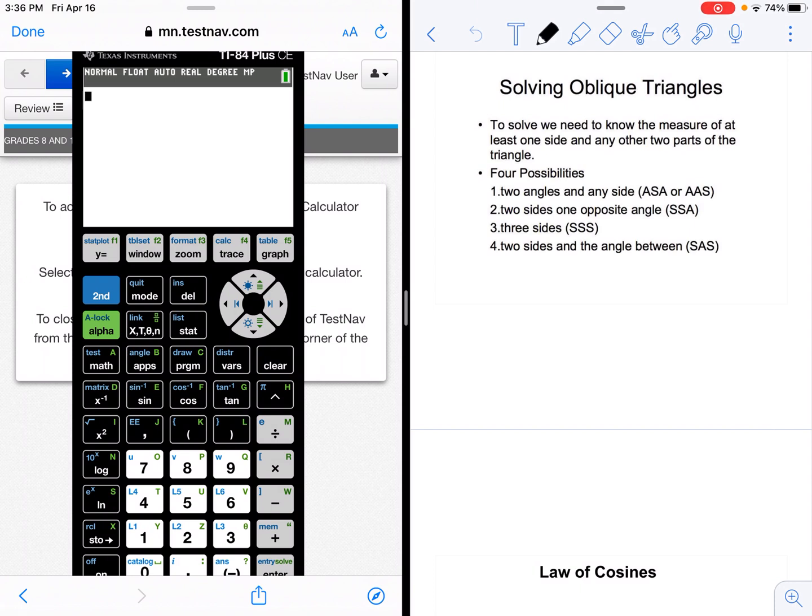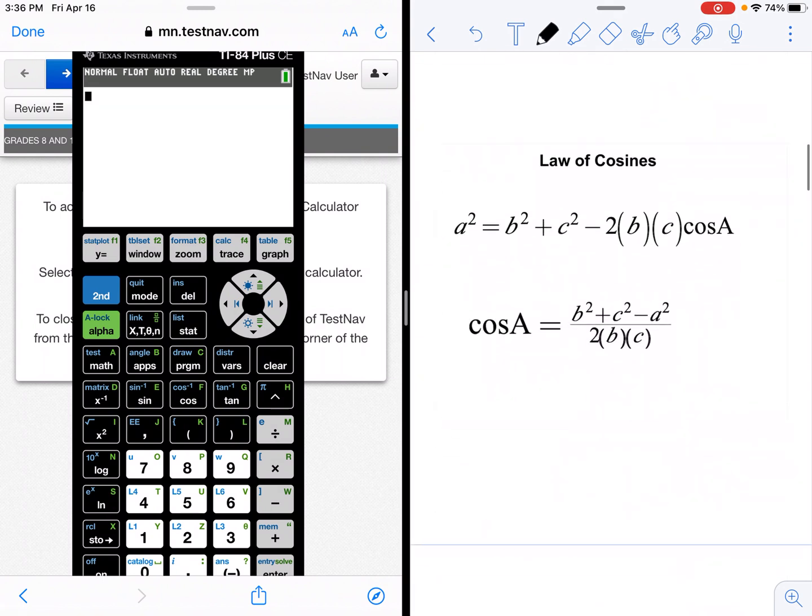So we learned that we can use the law of sines when we have either angle, side, angle, angle, angle, side, or side, side, angle. And remember, this one we had to be careful because of the ambiguous case. Today we're going to look at triangles that are side, side, side, or side, angle, side. And for those cases, we use the law of cosines.